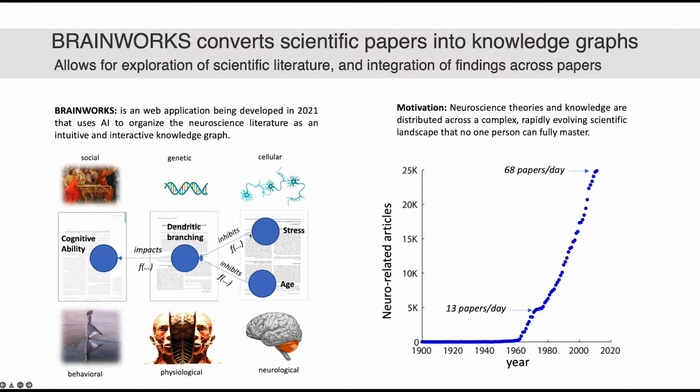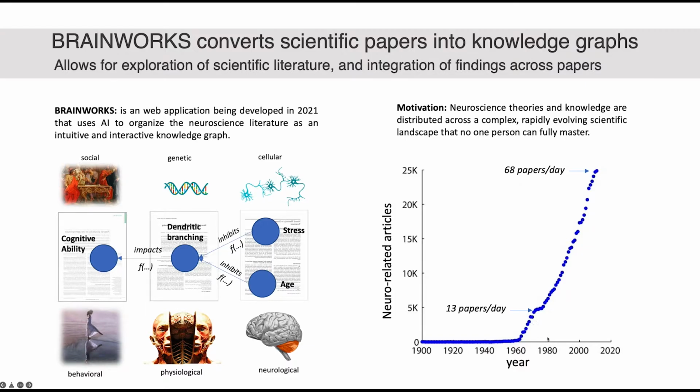Why were people interested? Well, because neuroscience, just like many domains of science now, the knowledge is distributed across a very complex and rapidly evolving scientific landscape that even the most clever person would find it challenging to master. What I'm showing you here on the right-hand side is a graph, and you can see I've got the year along the x-axis, and I've got the number of papers related to neuro-related topics along the y-axis. And what I'm showing you here is a couple of call-outs at different points in time.